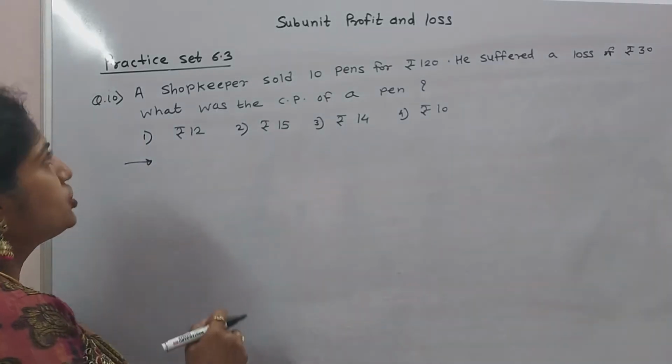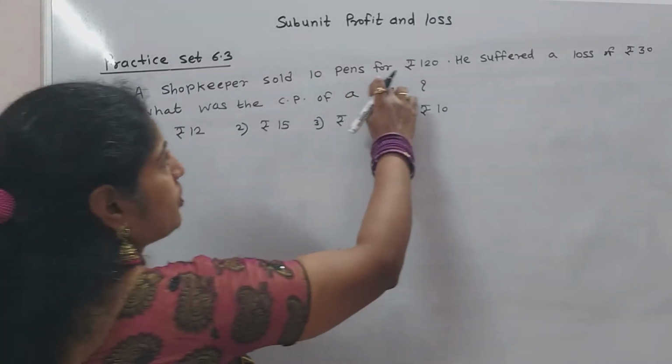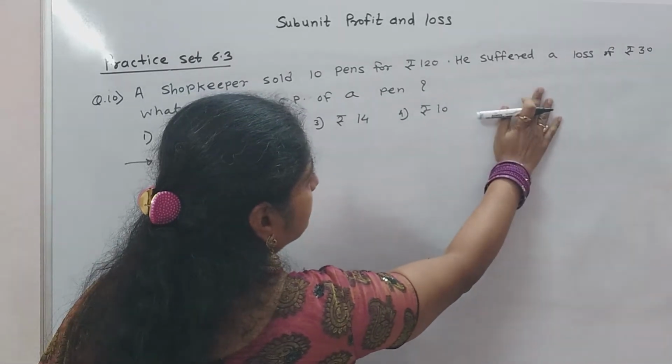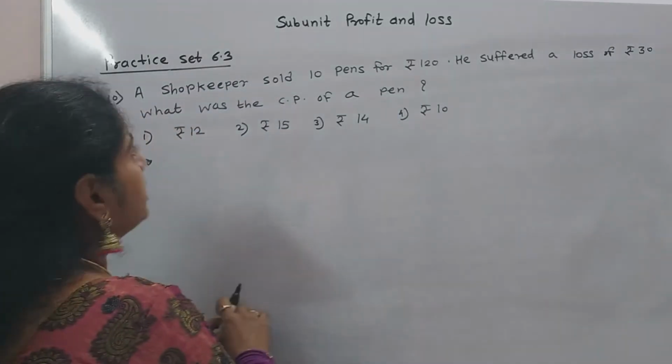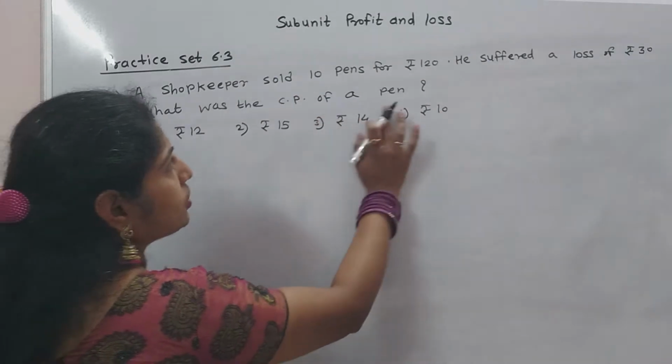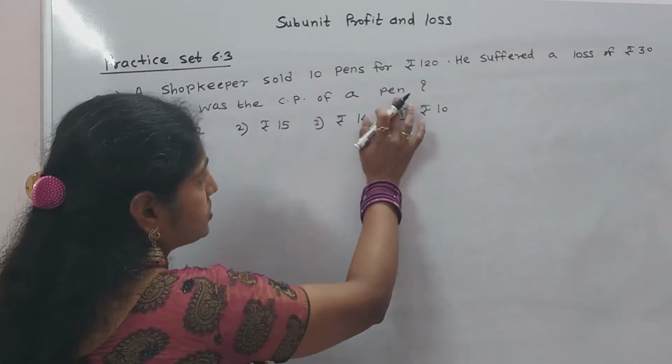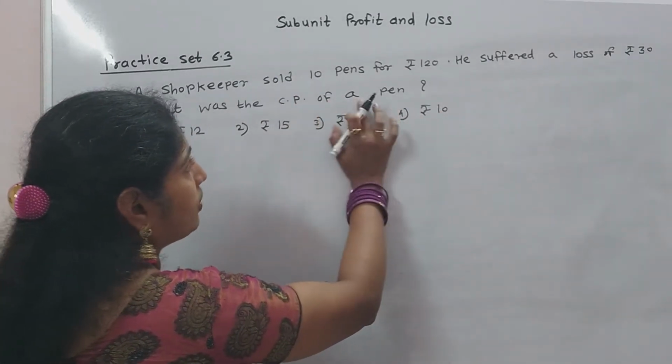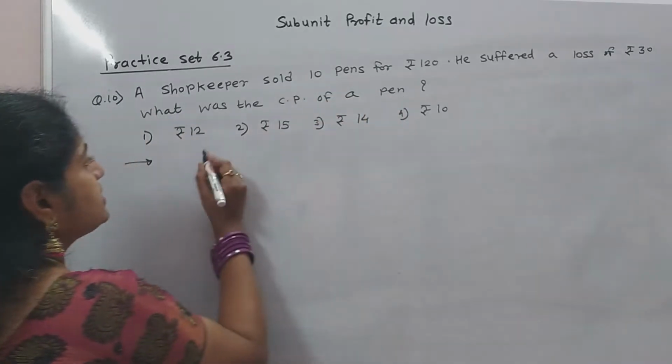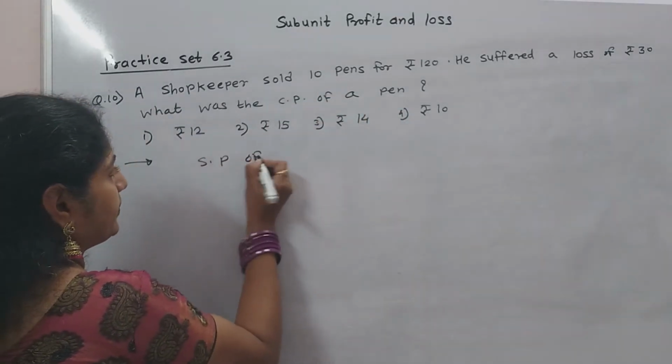Next example, a shopkeeper sold 10 pens for rupees 120. He suffered a loss of 30 rupees. What was the cost price of a pen? We have to find the cost price of one pen. Here, the selling price of 10 pens is given.